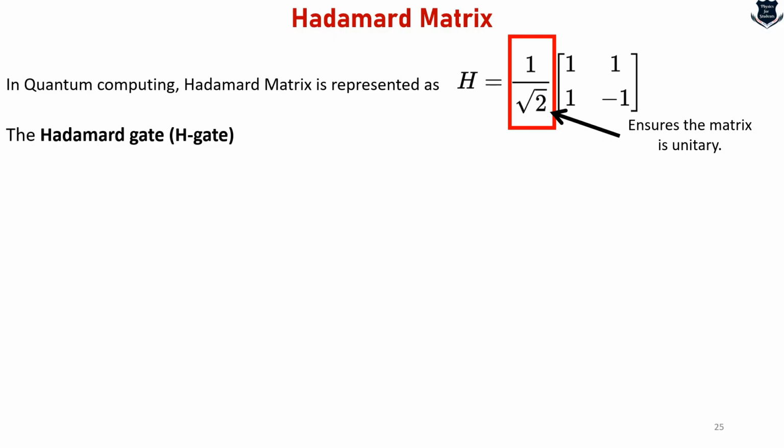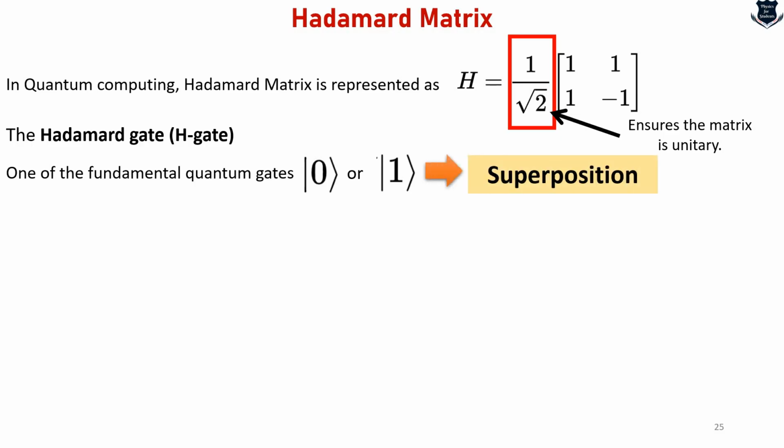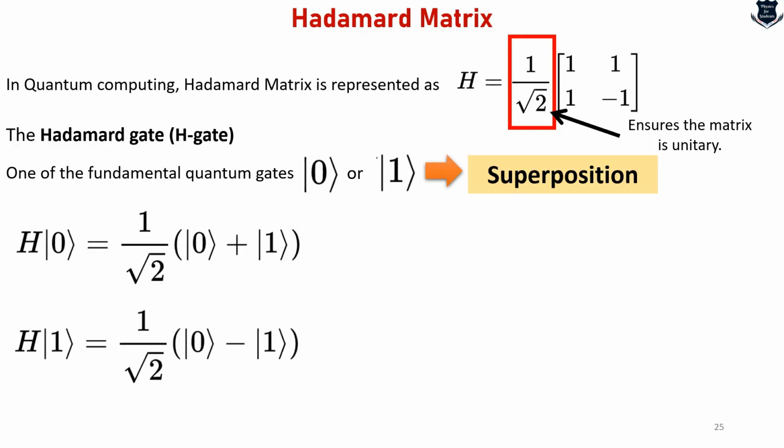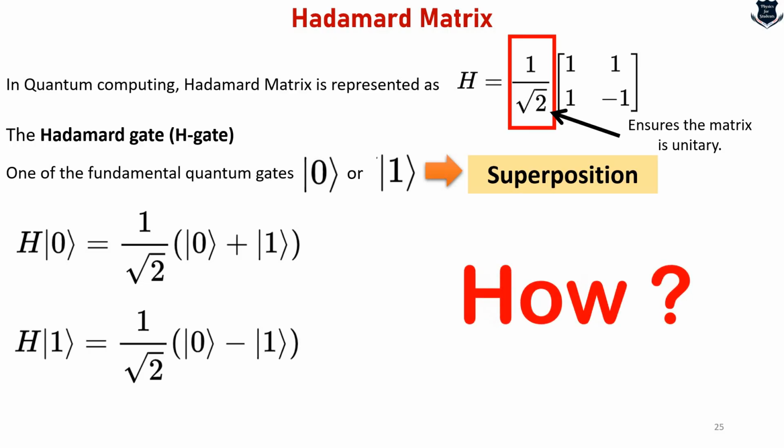But what is important for today's video is that the Hadamard H gate is one of the fundamental quantum gates, and it transforms a qubit from one of the basis states like 0 or 1 into a superposition state. This is vital for creating quantum algorithms like Grover's search algorithm or Shor's factoring algorithm. If I show you the Hadamard matrix for a single qubit and apply it to a qubit of 0 or 1, it creates a superposition like this. The question is, how does it create the superposition?